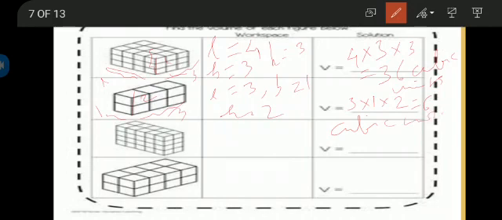Okay. Then here you can see the third figure. Lengthwise 5 cubes are present. Breadthwise 2 cubes are present. Heightwise 4 cubes are present. So 5 into 2 into 4. 10 into 4 is 40. So 40 cubic units. Okay.